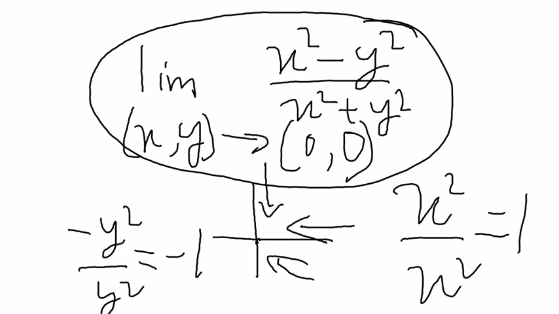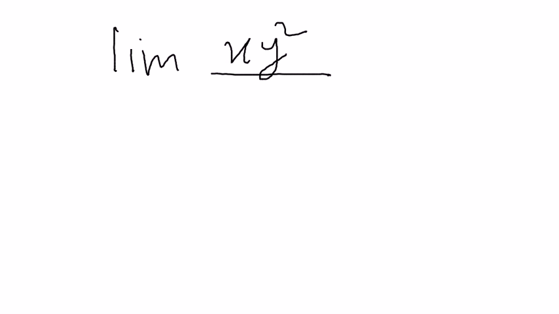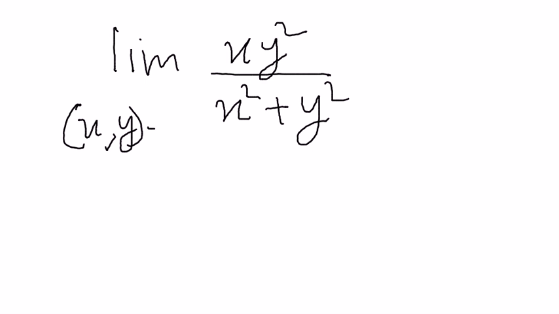And we'll just do another example. Let's take the limit of x y squared divided by x squared plus y squared, as (x, y) approaches (0, 0).